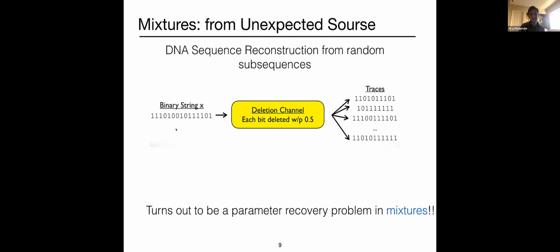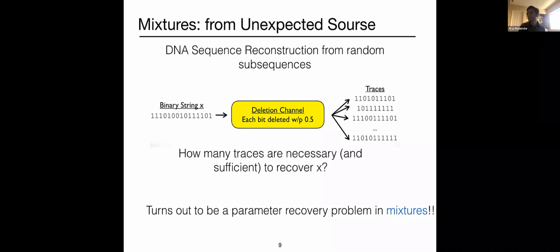Turns out that this problem, which apparently doesn't have anything to do with mixtures, is actually a parameter recovery problem in mixtures. So how many traces are necessary and sufficient to recover X? You can actually map it to a parameter recovery problem in binomial mixtures.